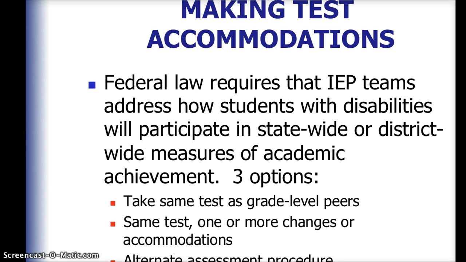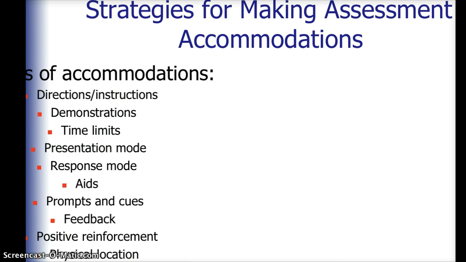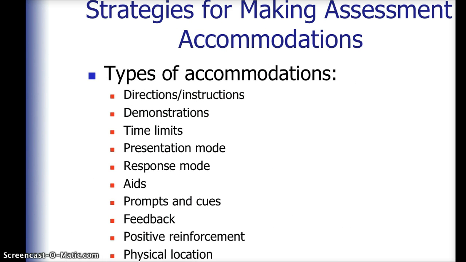The federal law requires that for statewide and district level tests, there are three options. Students can take the same test as grade level peers, they can take the same test with one or more changes or accommodations, or there can be an alternative assessment procedure. But you can also make accommodations for teacher designed tests as well. So there are these types of accommodations for all tests.